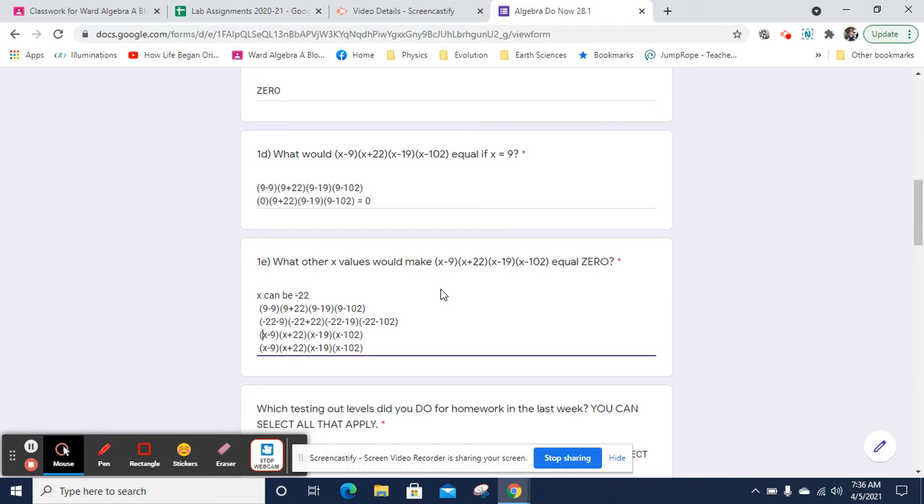Okay, and let's look at the next one. Well, we've worked out 9 and negative 22. X could also be 19. 19 minus 19 would do the job. So it doesn't matter what 19 plus 22 is. It doesn't matter what 19 minus 9 is. And it doesn't matter what 19 minus 102 is. So x could be 19 because this 19 minus 19 is just 0. Just like this 22, negative 22 plus 22 is 0. And this 9 minus 9 is 0.